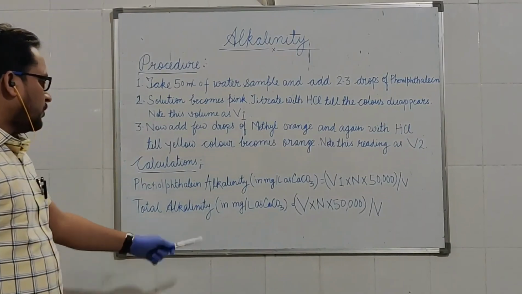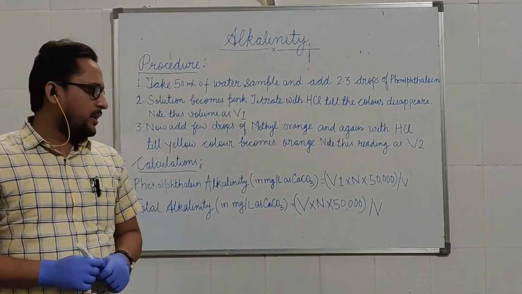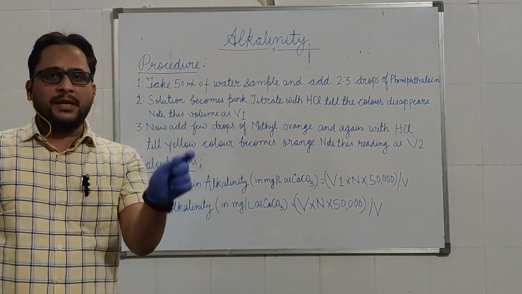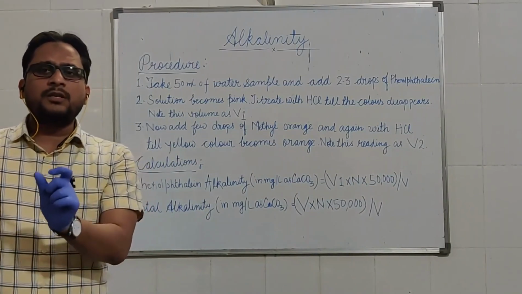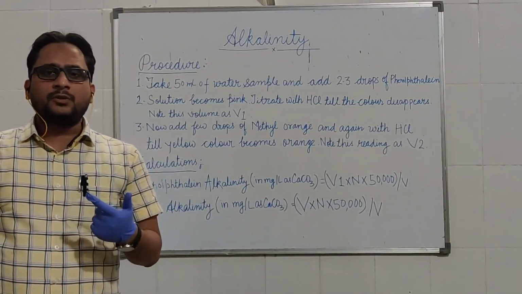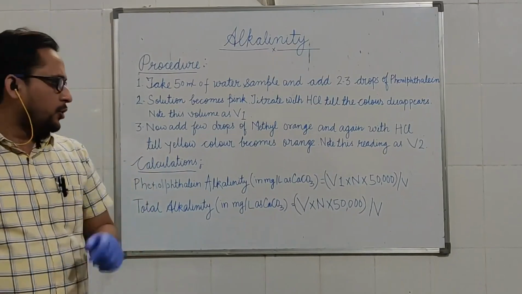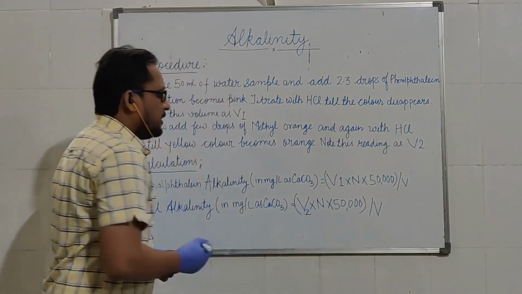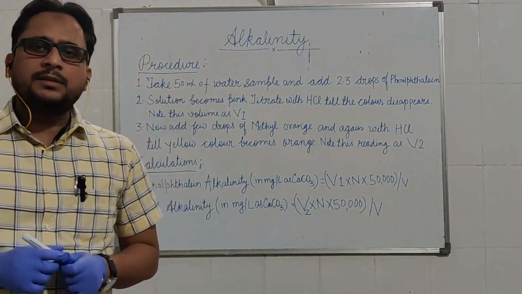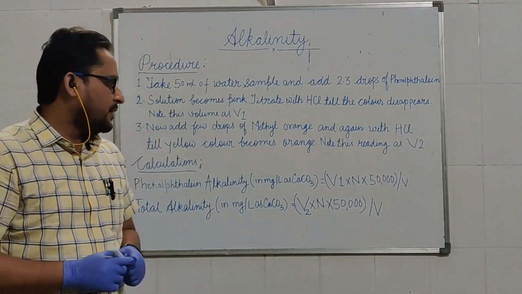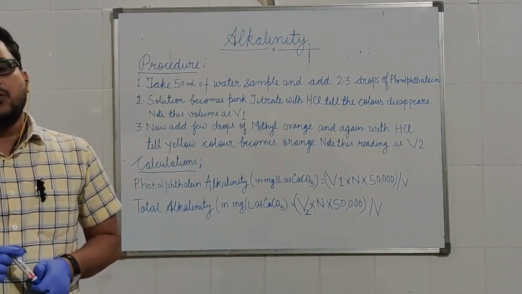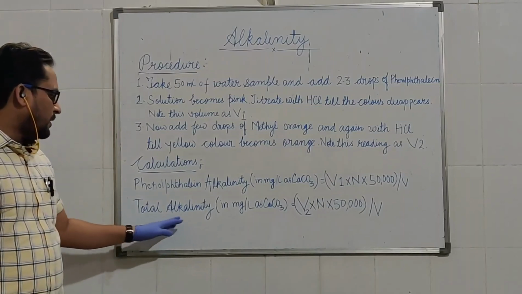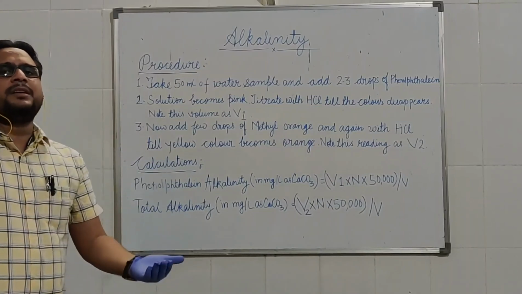While for calculating the total alkalinity in milligrams per liter of CaCO3, we will take the total volume, including the volume consumed for disappearance of the pink color, plus the volume consumed for the transformation of yellow color to orange color. That total volume will be placed here as V2, multiplied with the normality of HCl, that is 0.02 normal in the present case, multiplied by 50,000 divided by the volume of the sample, which is 50 ml in the present case. This will give us the total alkalinity. Total alkalinity includes the phenolphthalein alkalinity as well.